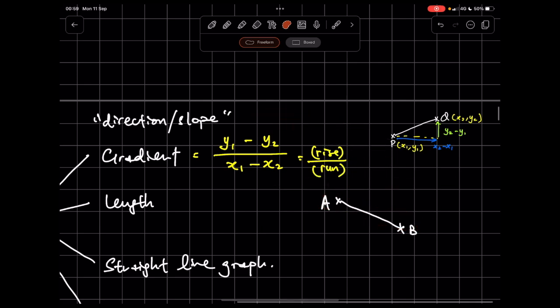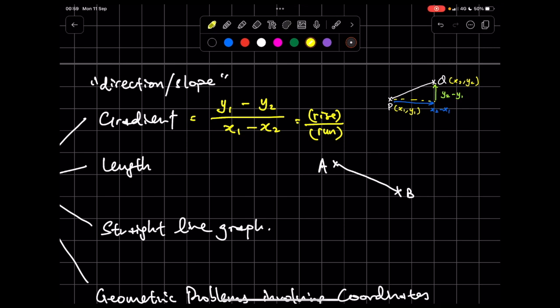Line segment AB. Remember that we said our gradient is given by rise over run. In this case, our run from A to B is forwards, from left to right. So let me give them some coordinates first.